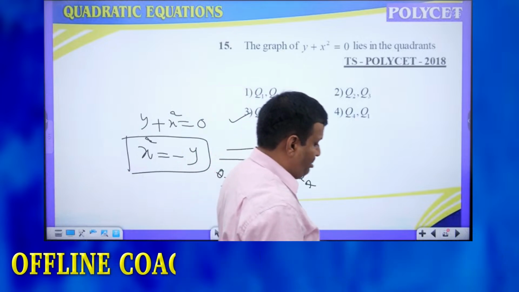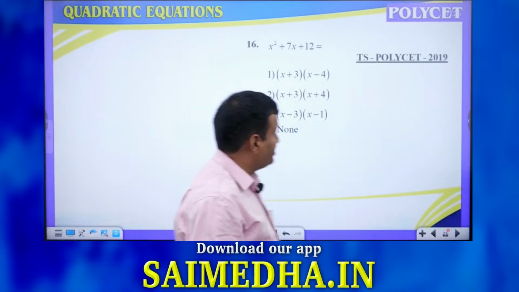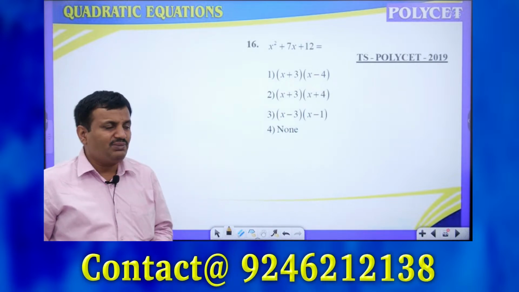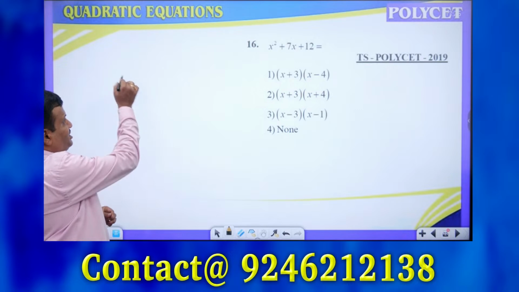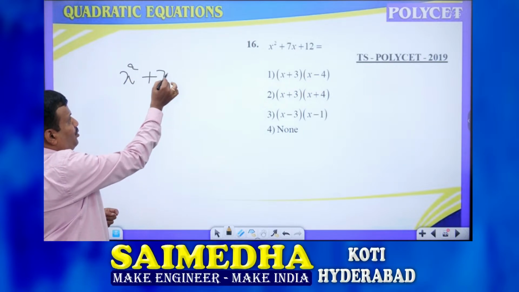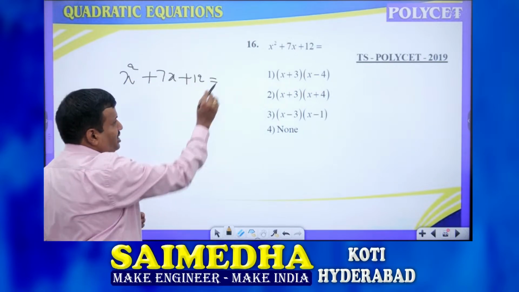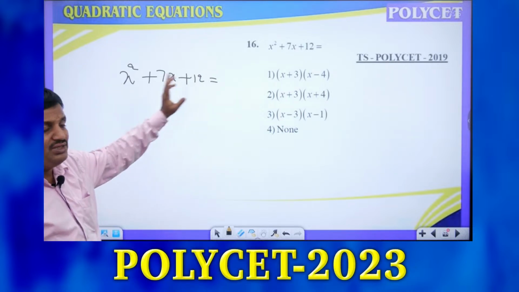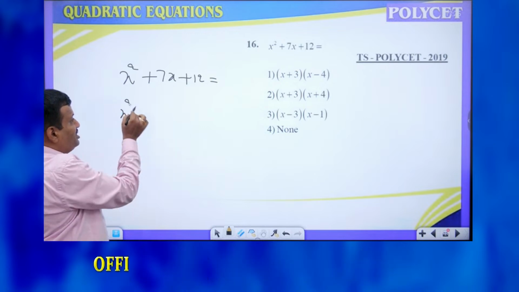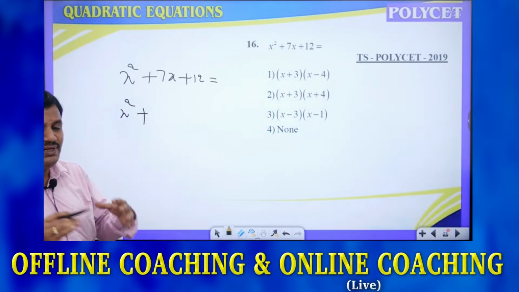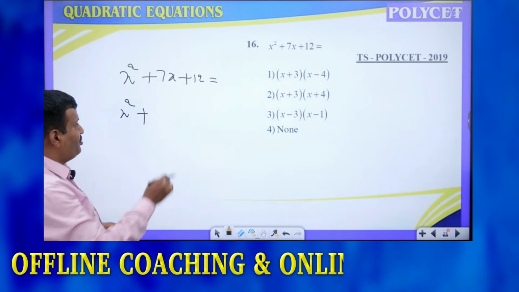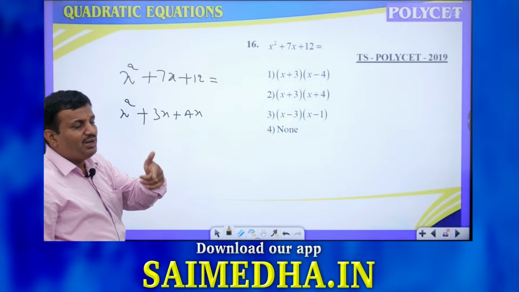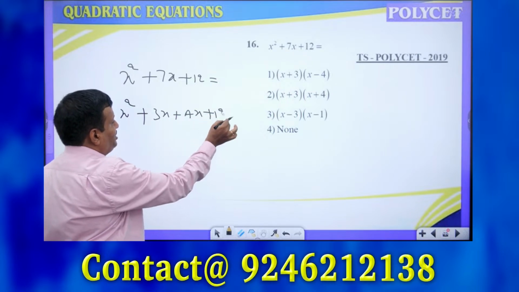Remember the 4 types of parabolas. All are very, very important. Coming to the next one: what are the factors of x square plus 7x plus 12? Here they are not asking for roots, they are asking for factors. How to take the factors of this one? 1 into 12 is 12. We have to split this 7. How do we split 7? 7 equals 3 plus 4, so 3x plus 4x. If we multiply 3 into 4, what should we get? 12. Remember that carefully.